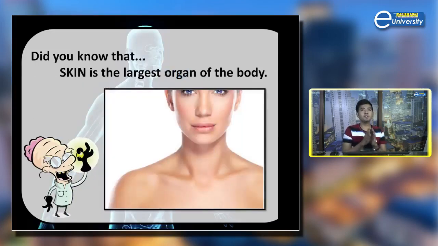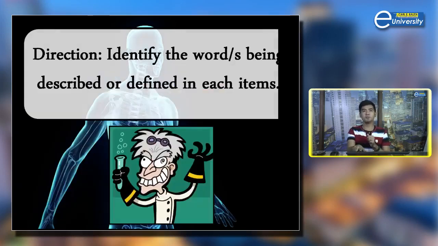For our trivia, did you know that the largest organ of the body is the skin? It may be contrary to our previous discussion since I mentioned that the liver is also the largest organ. But take note that skin is the largest organ of the body, both internal and external. The liver is the largest internal organ of the body, but the skin is the largest organ of the body.